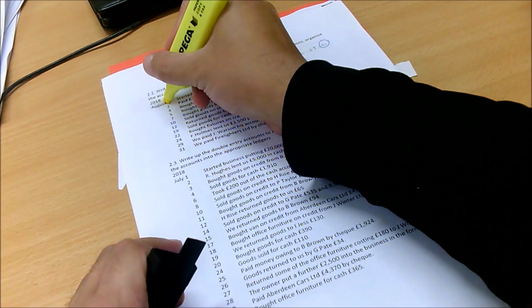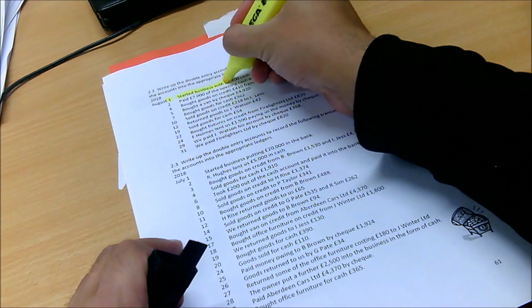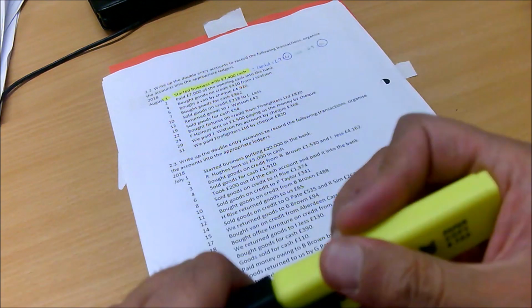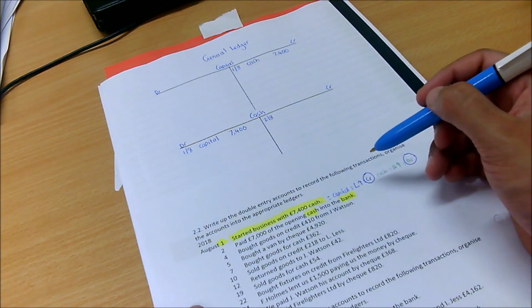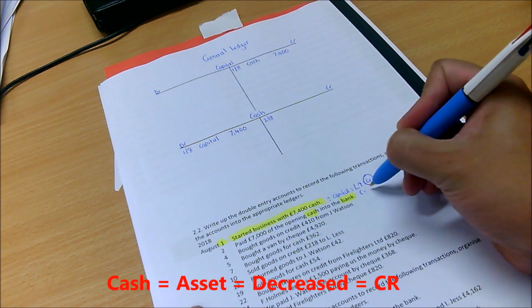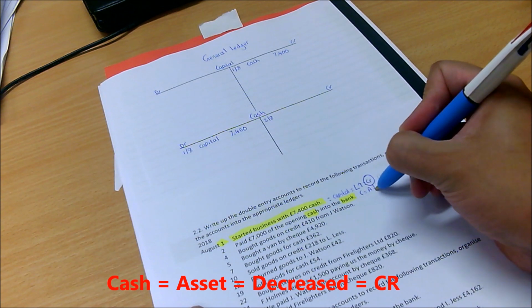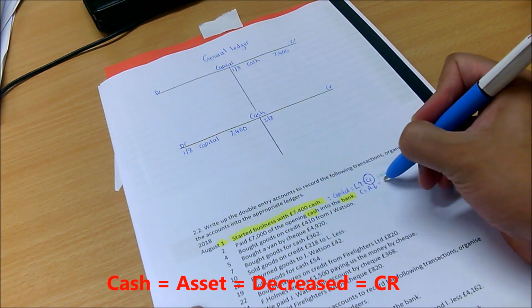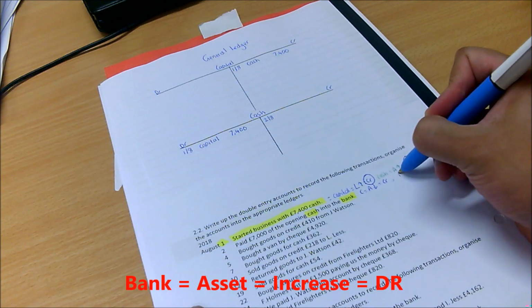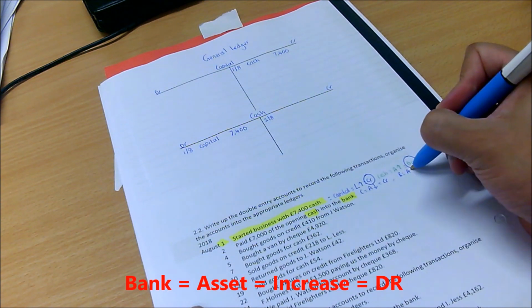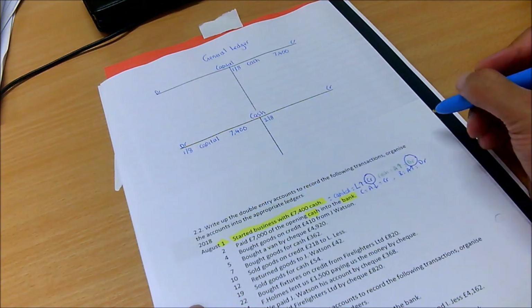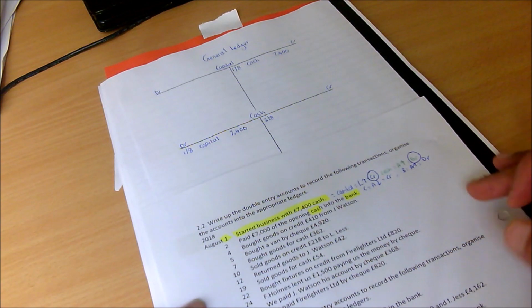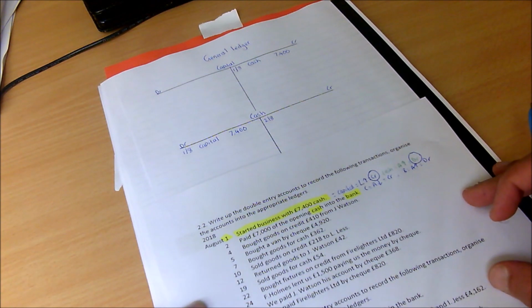Okay, so that transaction is now complete. We have two accounts and we have a debit and a credit. For the second transaction we have cash and bank. Cash is an asset account which has gone down because you've taken the money out of the cash, and therefore that's a credit. The bank is also an asset account which has gone up, and therefore that would be a debit. Again, doing that is really, really important.